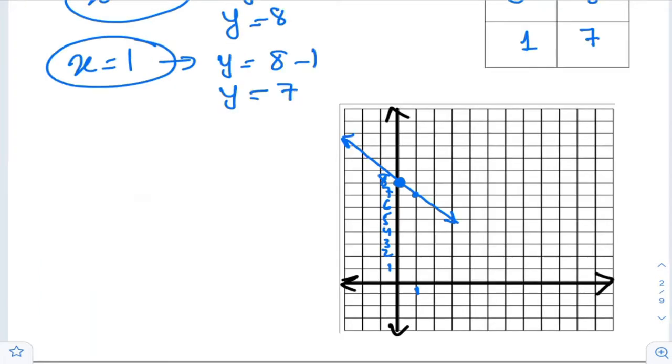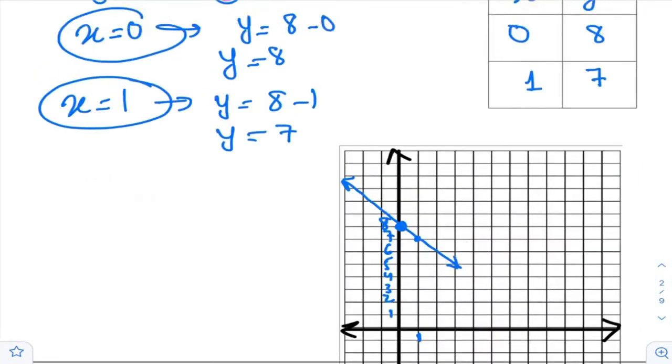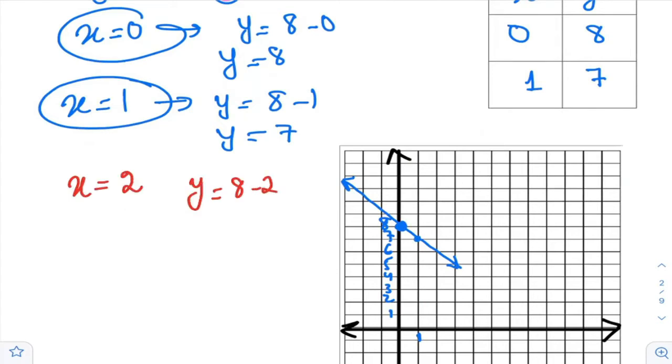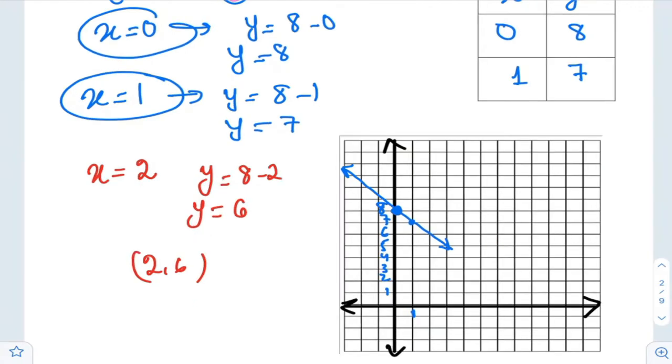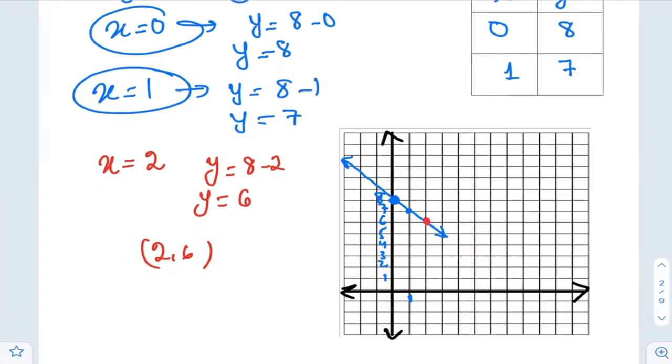Again, I'm telling you, if you choose different points, you should be on the same track, on the same line. If somebody else has chosen x equals 2, then y is 8 minus 2, y is 6. So the point 2, 6 is on the line itself. If you try, you will find 2, 6 is over there, it's on the line. You can connect this point with another point. Any point, as long as it is correct, will give you the same line.